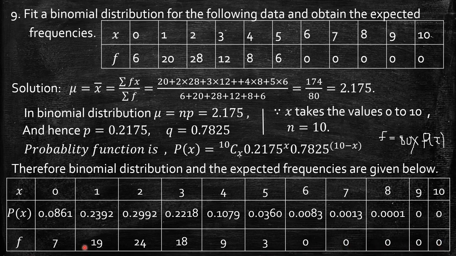So if you want, you can confirm the observed frequency here, and this is the theoretical or expected frequencies by fitting a binomial distribution to the given data, which is almost close to the observed data.